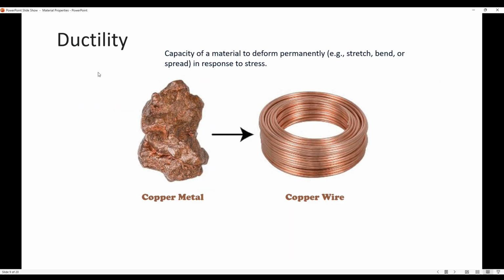Ductability. Ductability means the capacity of a material to deform permanently, stretch, bend, or spread in response to stress. This copper wire can be stretched, it can be bent, and it can be spread. So it's ductable.